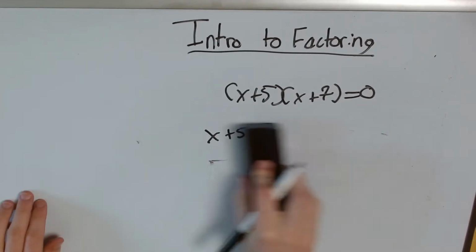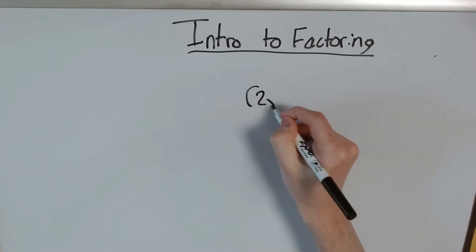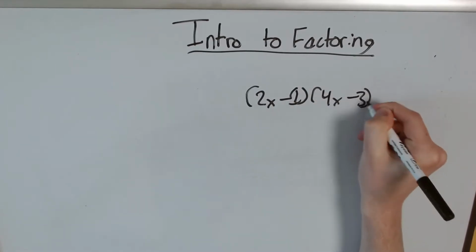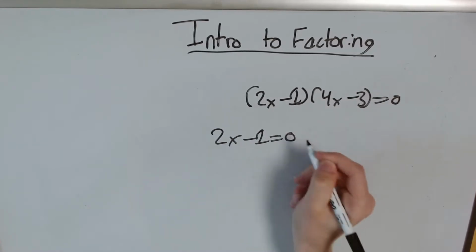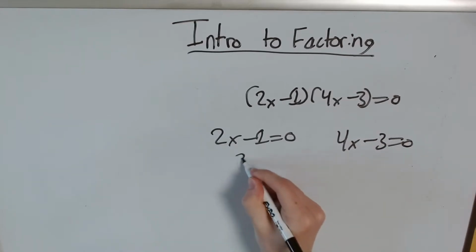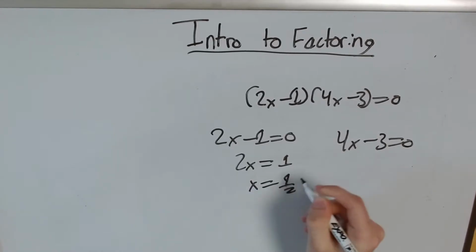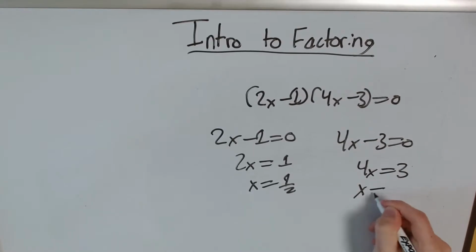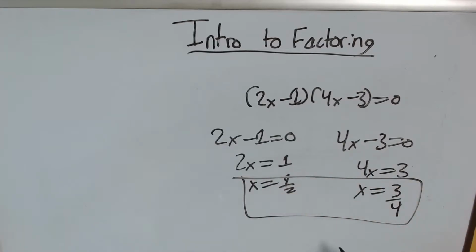We can do some more. We can say (2x minus 1)(4x minus 3) equals 0. So that means 2x minus 1 can equal 0, and 4x minus 3 can equal 0. If I solve for x, I get 2x equals 1, x equals 1/2 on this side, and 4x equals 3, and x equals 3/4 on this side. They're both solutions to my equation.